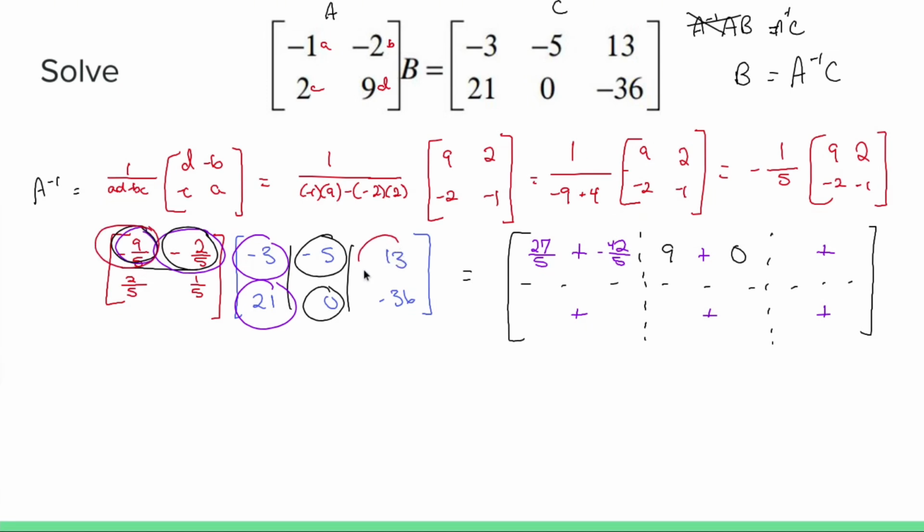Negative 9 over 5 times 13 is going to be negative 117 over 5. Oof, don't like that. And then negative 2 over 5 times negative 36 over 5 is going to be positive 72 over 5. Gross. Yuck. All right, row 1's done. Let's get to row 2. 2/5 times negative 3 is going to be negative 6/5. 1/5 times 21 is going to be 21/5.